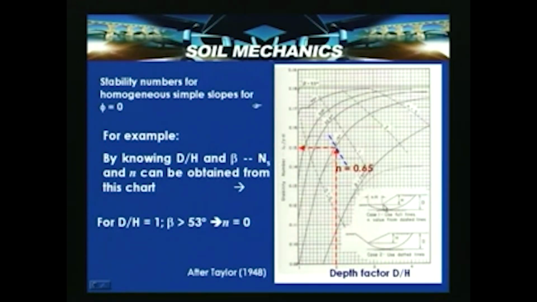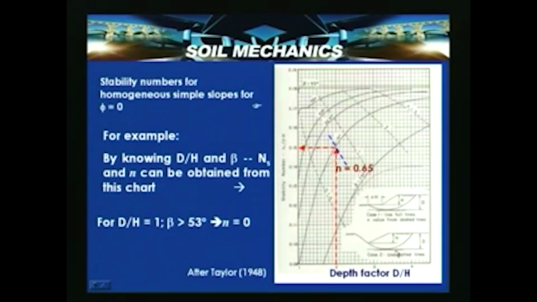If n is equal to 0, it passes through the toe of the slope. That is a case which actually arises for a case where d by h is equal to 1. That means that at this point, beyond beta greater than 53, it passes through the toe of the slope. And this is case 2, use the dotted lines which are shown here. These are the lines which should be used for reading these charts.